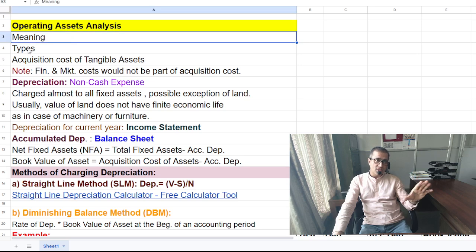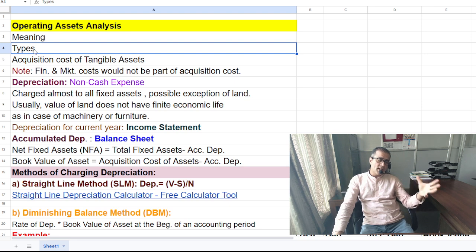Okay, that is the basic meaning we see. And types of operating asset could be tangible or intangible. We say tangible means land, building, plant and equipment, machinery, etc. And what about the intangible, like your goodwill, patent, trademarks, franchise, like that.